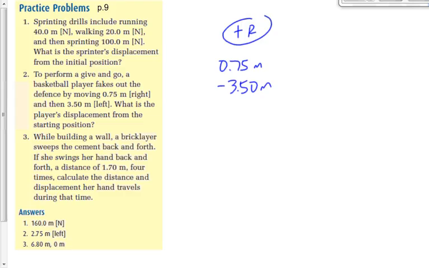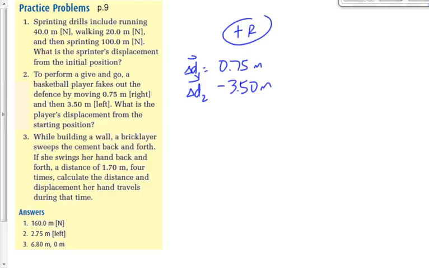Position or displacement? That's a displacement, yeah. The basketball player moved 0.75 meters to the right. That's the player's first displacement. And then the player moved another 3.5 meters, but in the opposite direction this time. We're going to add those or subtract those. We're going to add them. If we have positions, we subtract. That's what we did in our example problem, right? If we have displacements like we do right here, we're going to add them together.